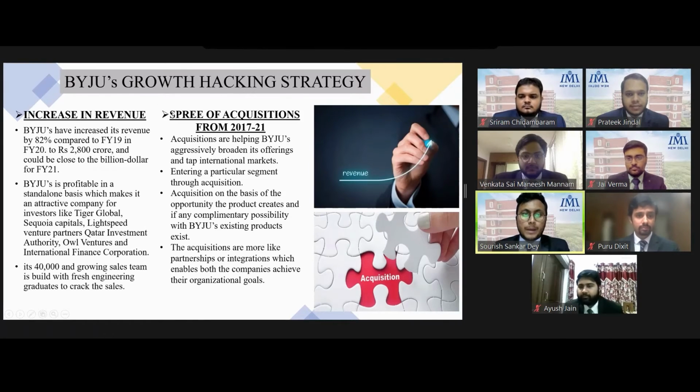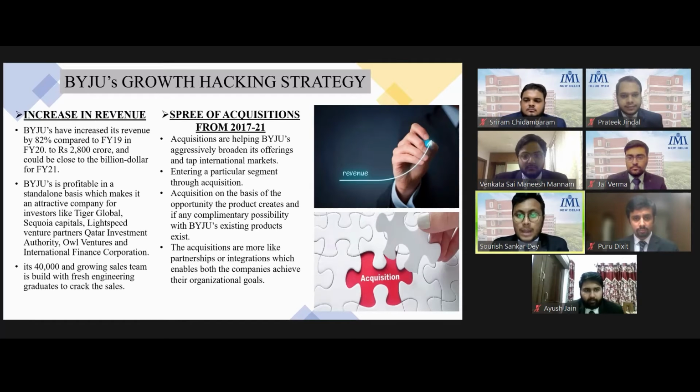So, Byju's is basically the biggest player in the edtech platform, and throughout the years, Byju's has seen immense growth, and this growth was actually possible in two ways. One is they tried to increase their revenue, and they also acquired certain companies from the year 2017 to 21. So Byju's has increased its revenue by 82% compared to fiscal year 19. And in the fiscal year 2020, it was around 2,800 crores.